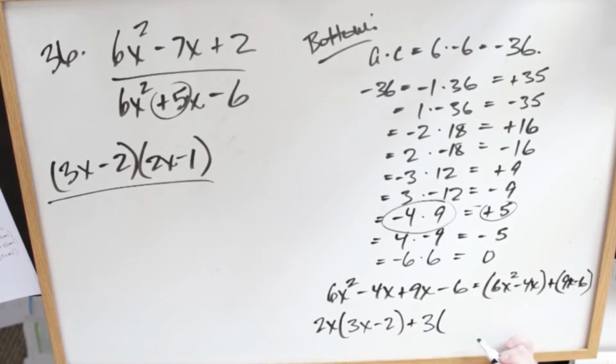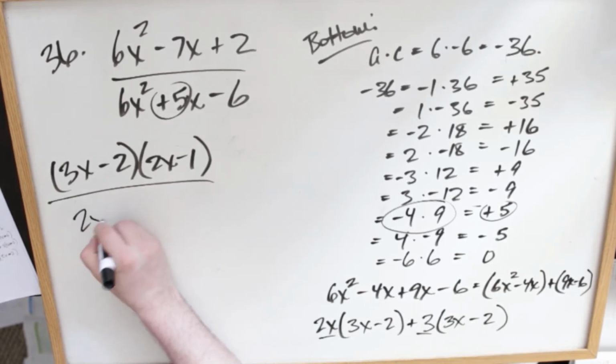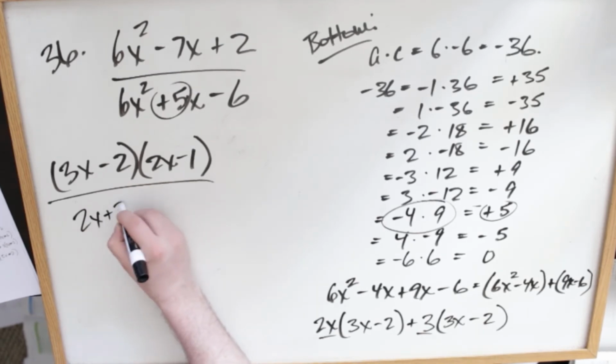And then I'm going to be left with 3 times what is equal to 9x? That would be times 3x. 3 times what is equal to a negative 6? That would be a minus 2. Okay? So now, I'm just going to put it in here in the fraction because I'm running out of room. The 2x and the 3 and the 3x minus 2 are all going to be multiplied out. So this is going to be 2x plus 3.